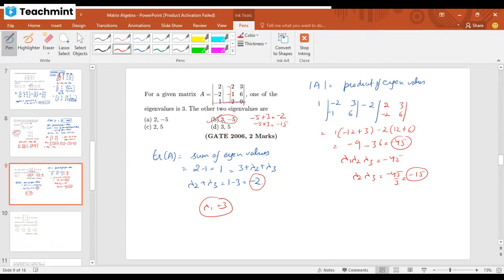Okay, so with the help of the properties of the eigenvalue and eigenvector, we can easily find out the other two eigenvalues.